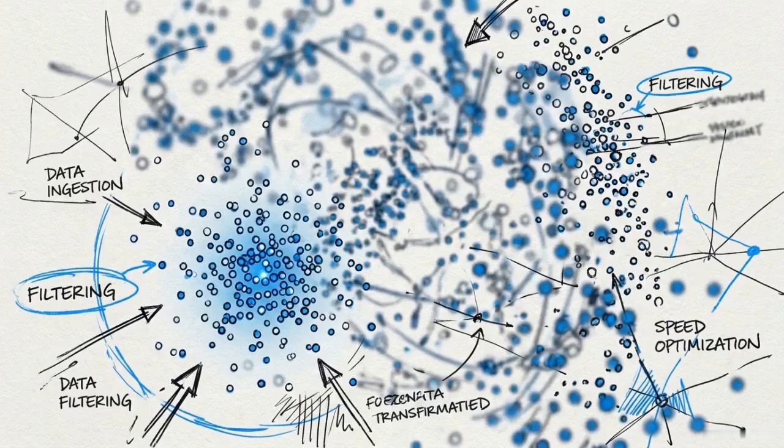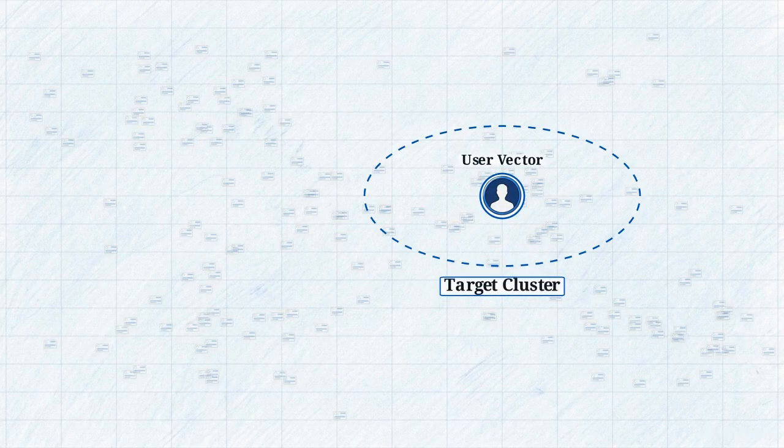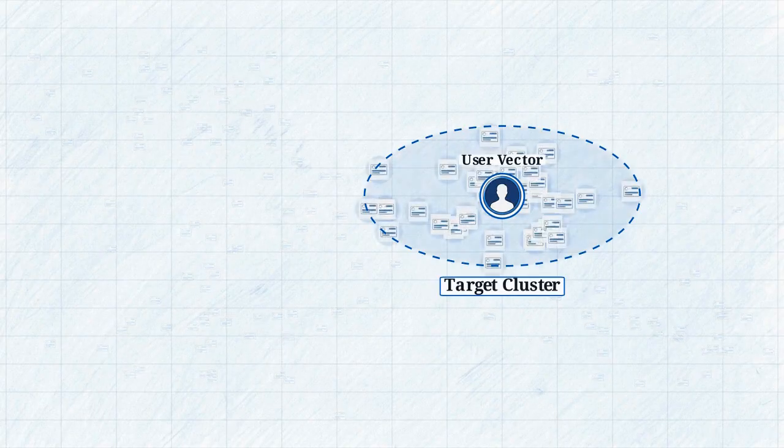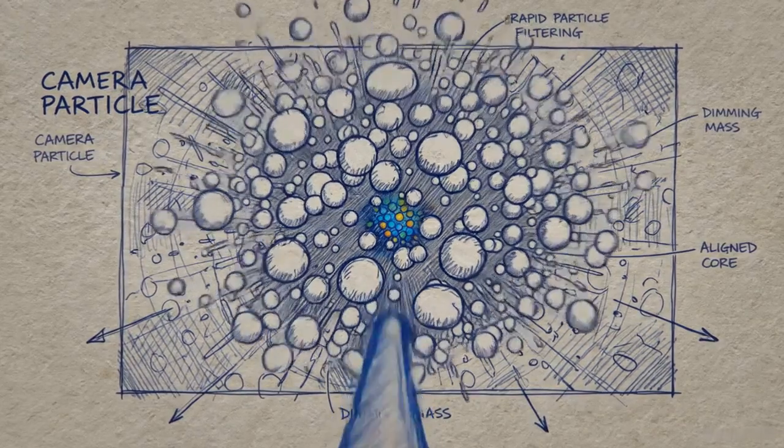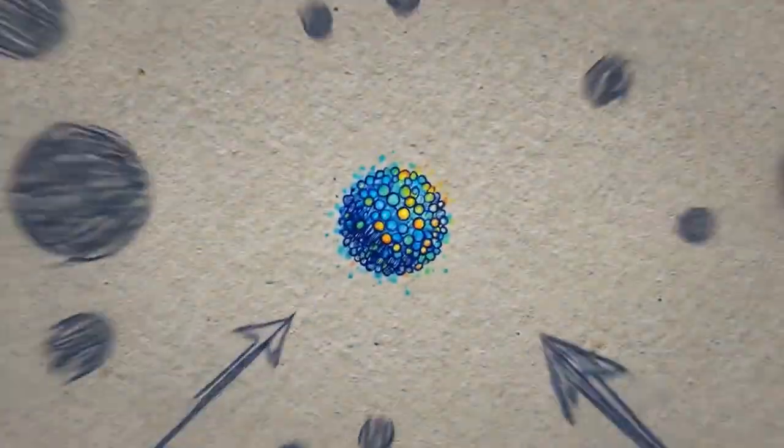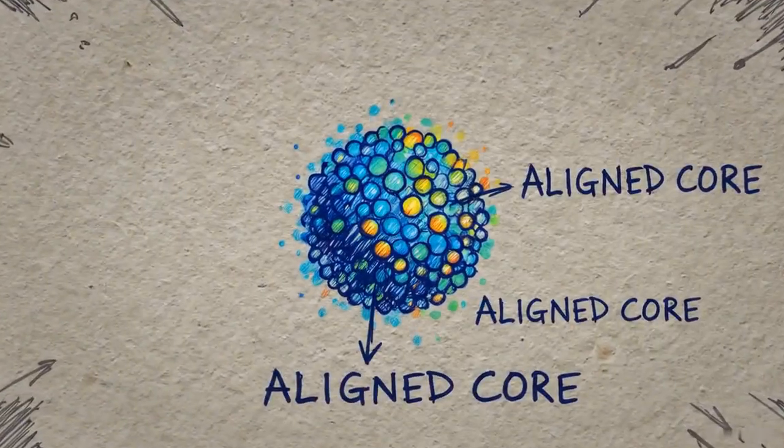Comparing the user's vector to every single job vector is impossible. The system uses approximate nearest neighbor search algorithms like HNSW. Instead of an exhaustive search, the algorithm draws a boundary around the user's vector, capturing only the job vectors physically located within that specific cluster. This fast mathematical sieve reduces the pool from 50 million jobs down to 5,000 highly relevant candidates in milliseconds.